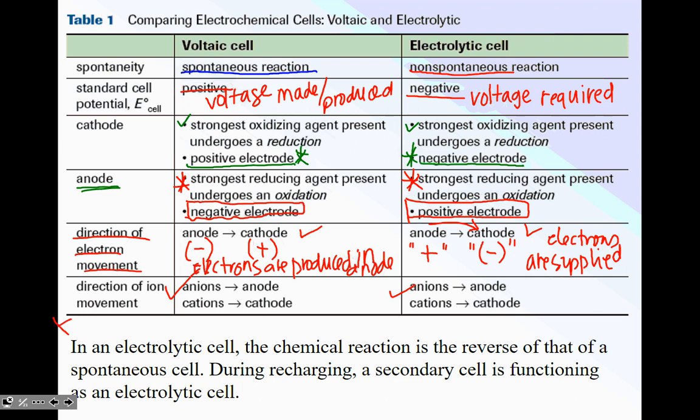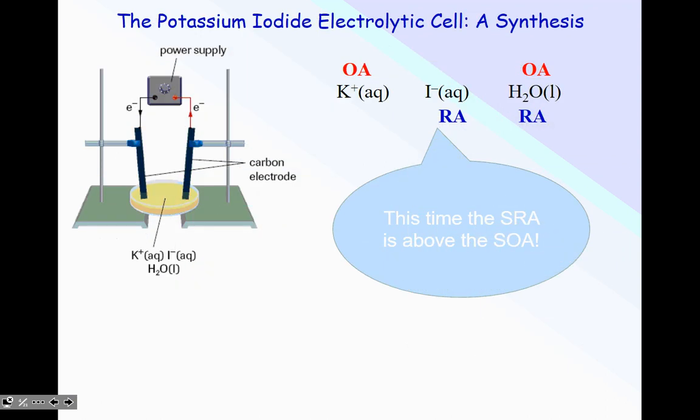So in an electrolytic cell, the chemical reaction is the reverse of that of a spontaneous cell. During the recharging, a secondary cell is functioning as an electrolytic cell. Okay. So let's take a look at the potassium iodide electrolytic cell synthesis here. Basically, you'll take a look at all your entities. And here's our electrolyte.